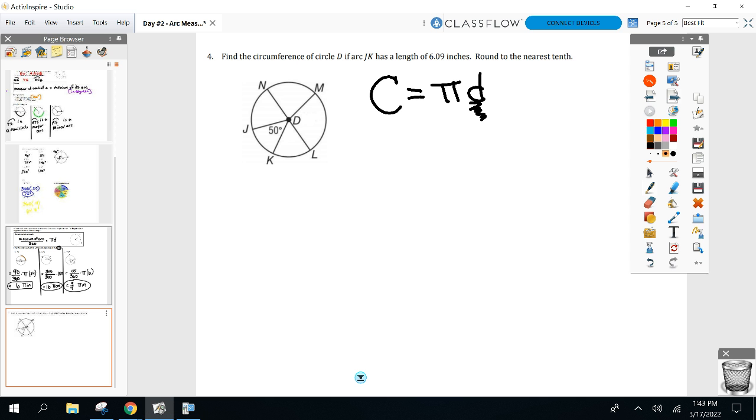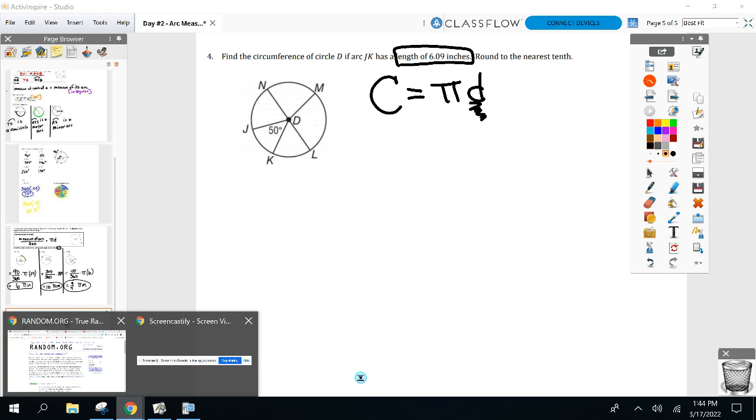All right, how are you going to find it? That's on you and your group now. How do I find the diameter given the length already? You already know the length is 6.09, and you have a formula for it now. Go to work. Come on now. Let's go.